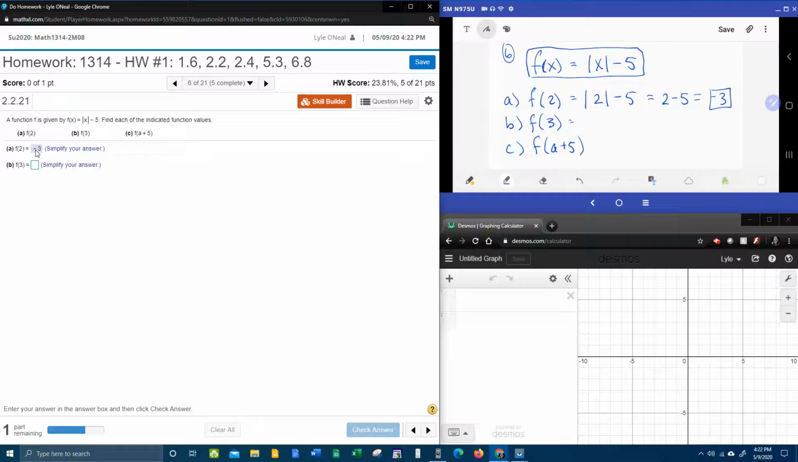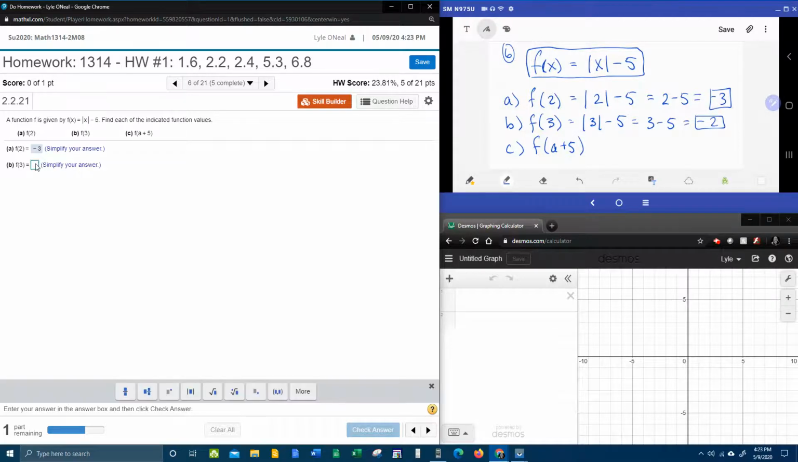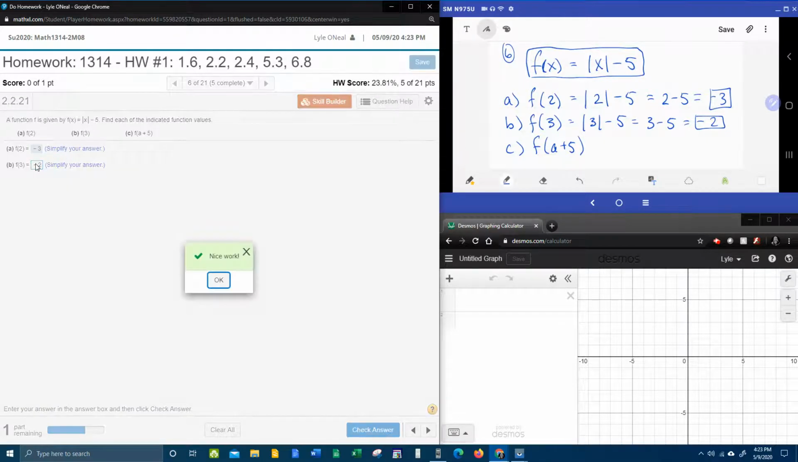All right, next, f of 3. Again, says to go back to the function and replace each x with a 3. Absolute value of 3 is 3, and 3 minus 5 is negative 2. And let's check that answer, negative 2.